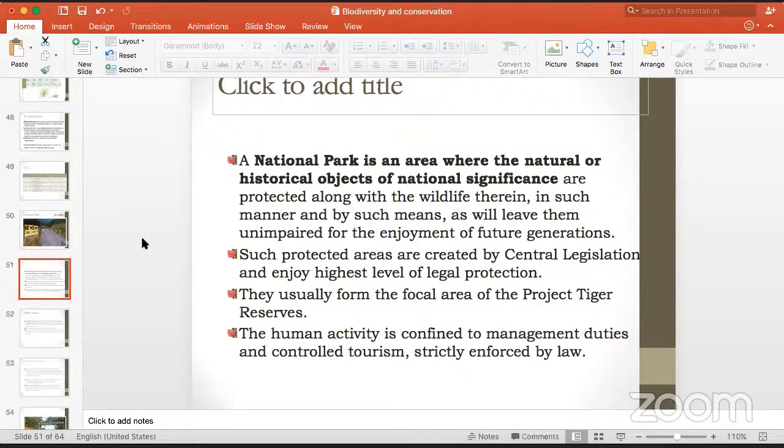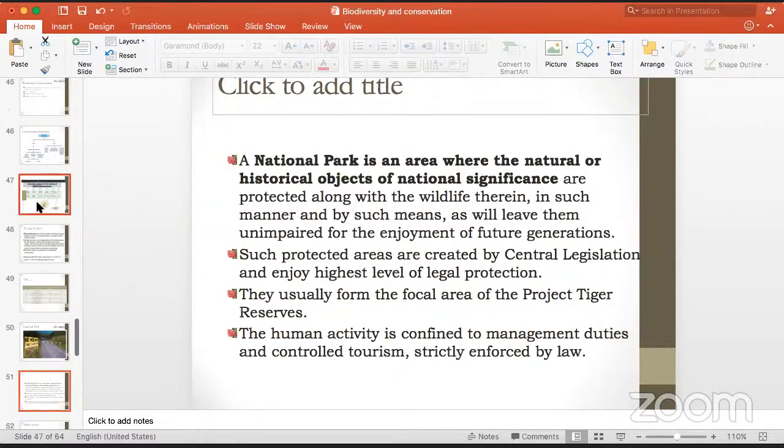A national park is an area where the natural or historical objects of national significance are protected along with the wildlife therein in such a manner and by such a means as will leave them unimpaired for the enjoyment of future generations. Such protected areas are created by central legislation and enjoy the highest level of legal protection. They usually form the focal area of the project tiger reserves. The human activity is confined to management duties and controlled tourism, strictly enforced by the law. Yes, correct. Very good. So they are created by the center and they enjoy legal protection.